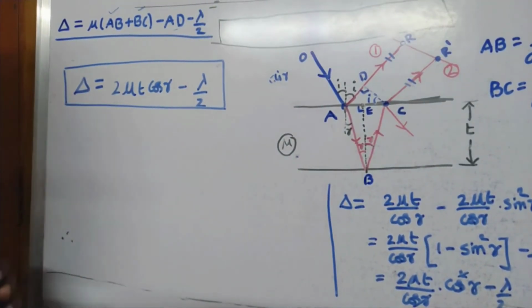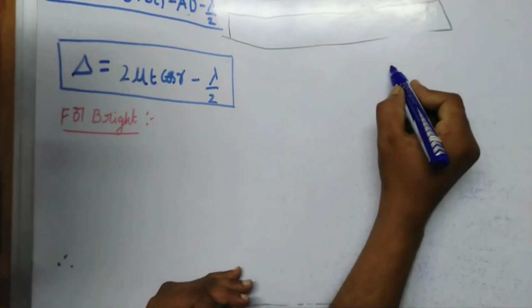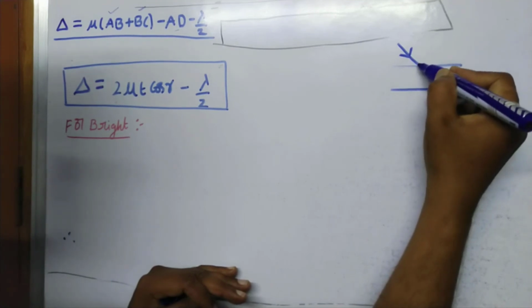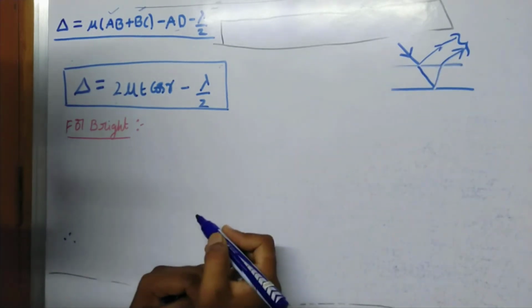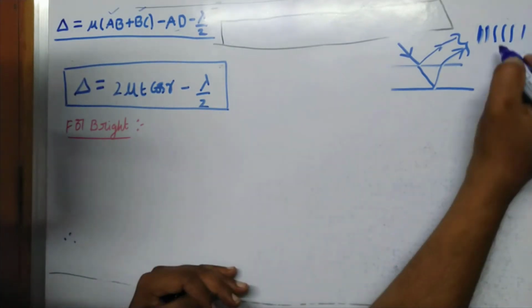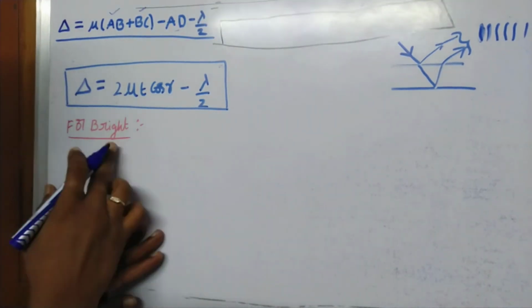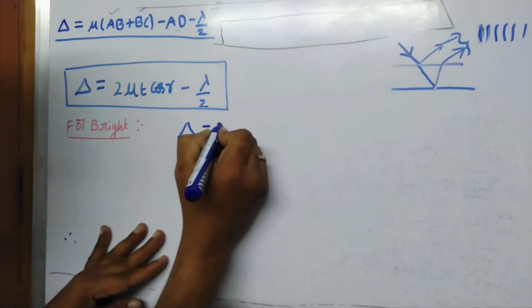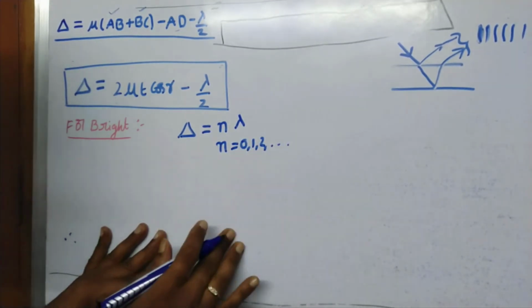Now we can derive conditions from this path difference. Whenever there is a thin film and a light ray is incident, the light ray is divided into one reflected ray and another reflected ray. Because these two are superimposed, an interference pattern forms, that means bright, dark, bright, dark, like this. So for forming bright, what is the condition? That is what we have to derive. In general, the path difference should be n lambda, where n runs from 0, 1, 2, 3, etc. That is the condition in general.